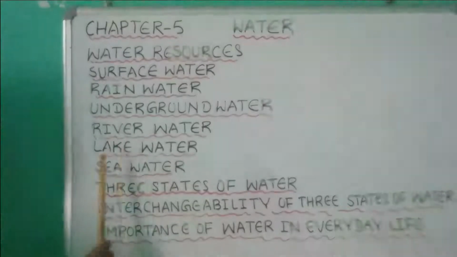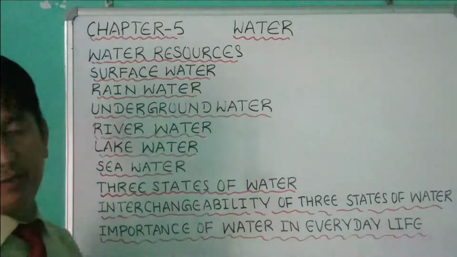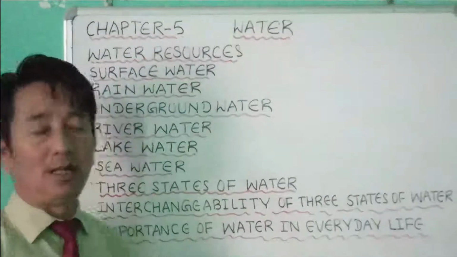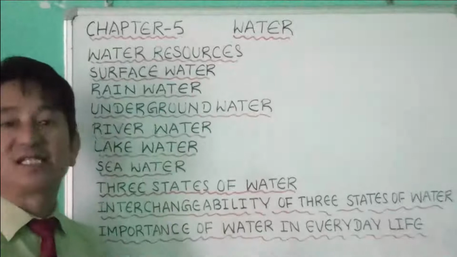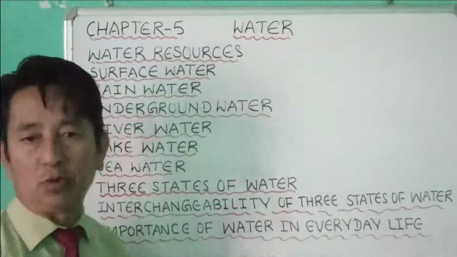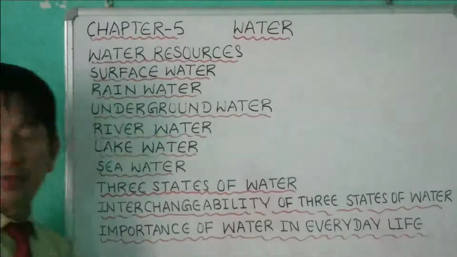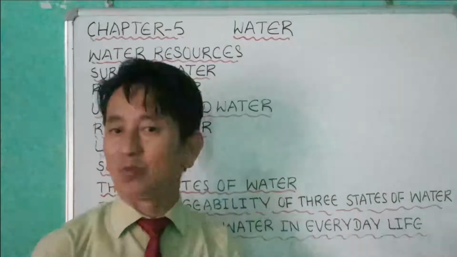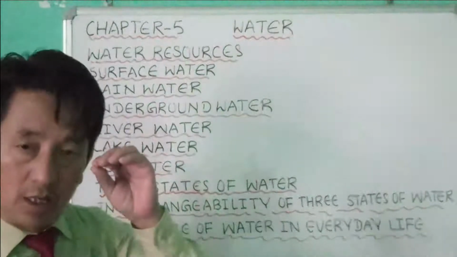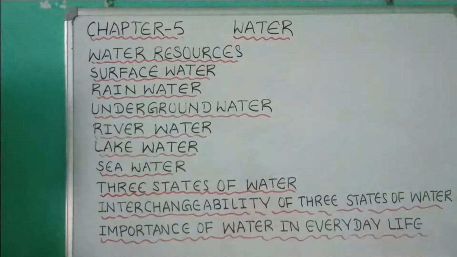Now next, lake water. Now what is a lake? A lake is a water body surrounded on all sides by land. A lake is still and standing. It means that lake water doesn't flow. It remains standing. Here the amount of minerals present in the lake water is less than in well water and spring water.